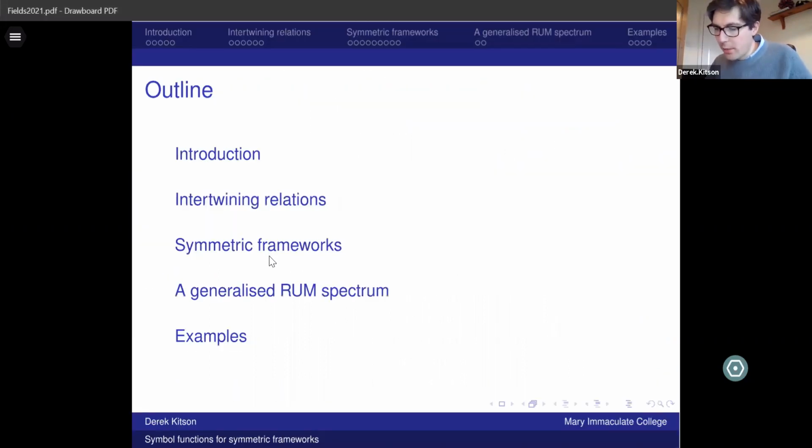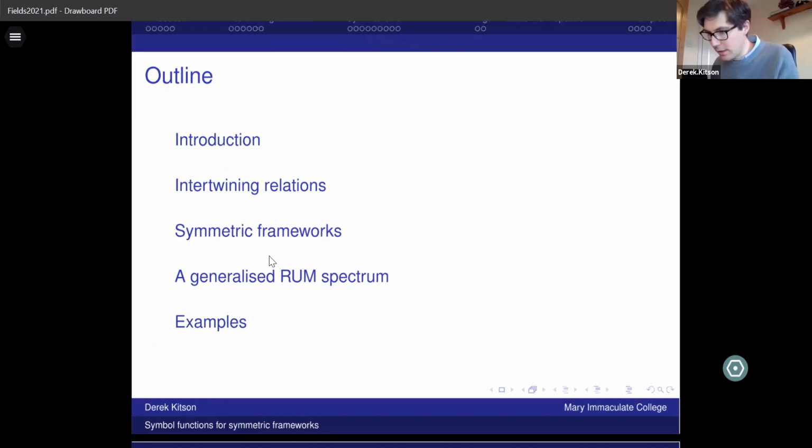So an outline here. I'm going to give you a little introduction with some pictures. I won't say they're nice pictures, but some pictures. And then I'll bring you through some of the theory, which is to do with intertwining relations. That will be a little bit more general, as it doesn't simply consider the rigidity context. So we'll get a bit more specific when we talk about symmetric frameworks, although it's still fairly general. And then there'll be a short bit about the RUM spectrum, rigid unit modes, and the RUM spectrum. And I'll finish off by returning to some examples at the end. So let's see how that goes.